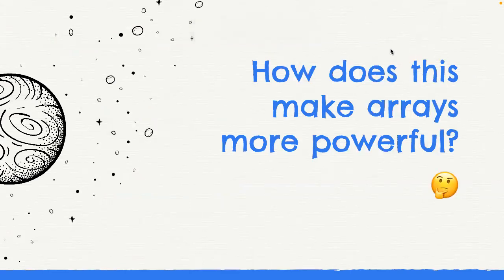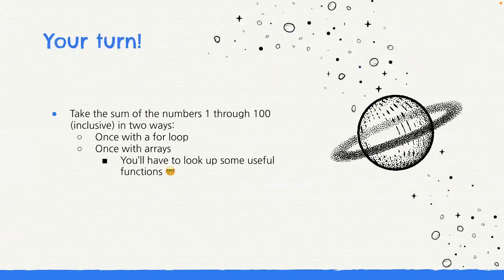Okay, so now we know that there are different ways to use arrays and how they're different from lists. And how does this make them more powerful? So the biggest way is that a lot of the things that we use loops for, you can just find a numpy command to use instead. So for example, taking the sum of the numbers 1 through 100. There's a way to do it with for loops, and there's a way to do it with arrays.